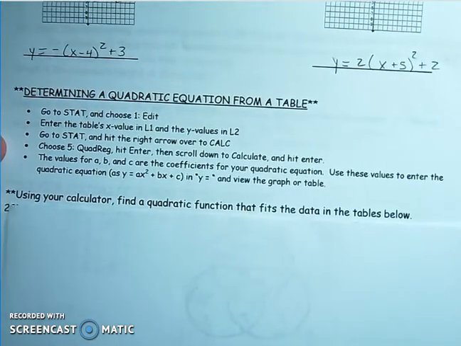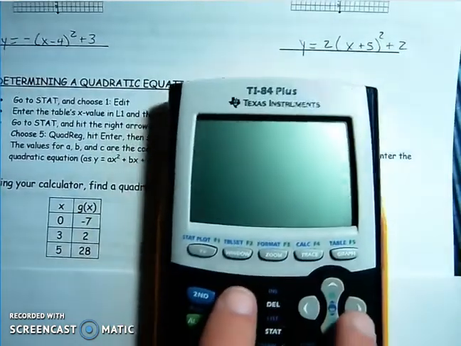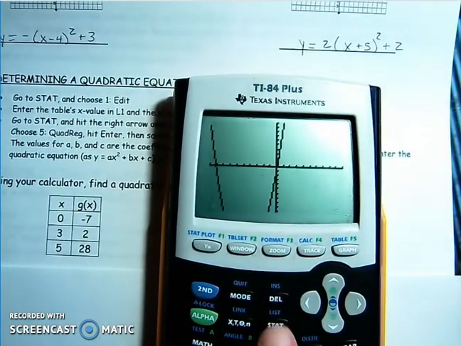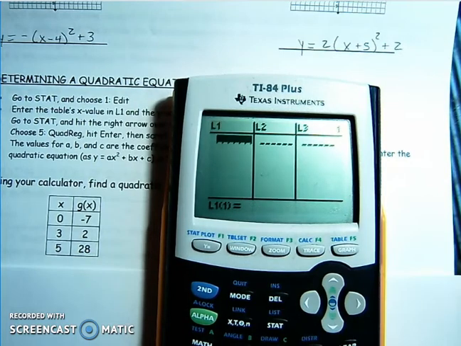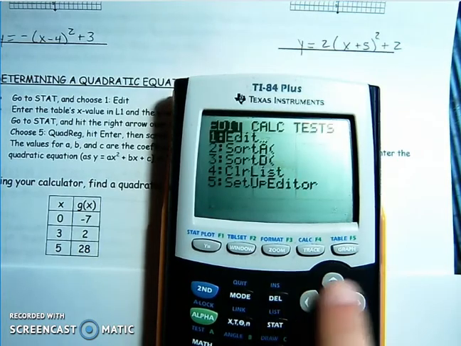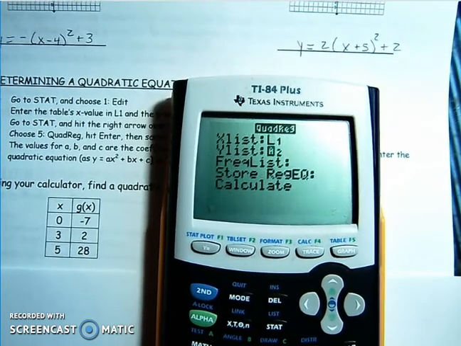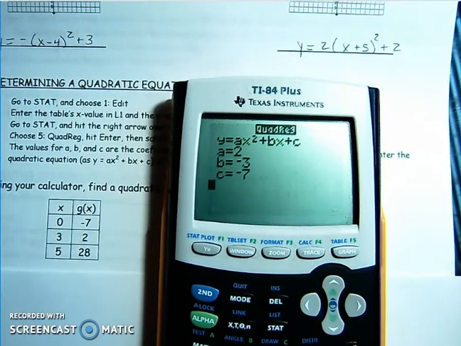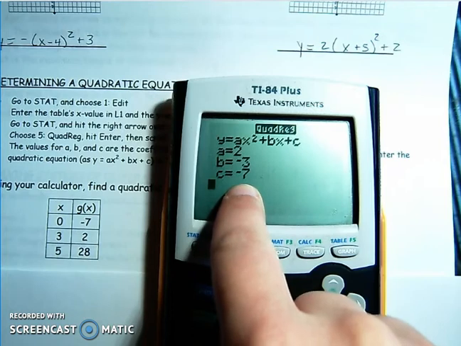So let's look at the first one, using our calculator to find these two equations. We'll do the first one together and then I'll let you do the second one. So Stat, Enter. If there's anything in there, you can type over it or you can clear it out. This is 0, 3, 5, negative 7, 2, and 28. Stat, over to Calc, option 5 gives us quadratic regression. I want to calculate. So my equation is y equals 2x squared minus 3x minus 7.